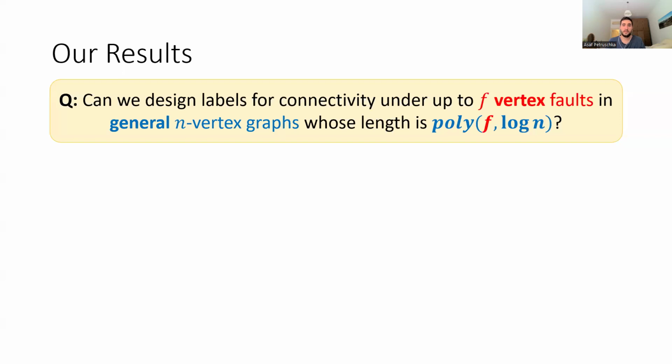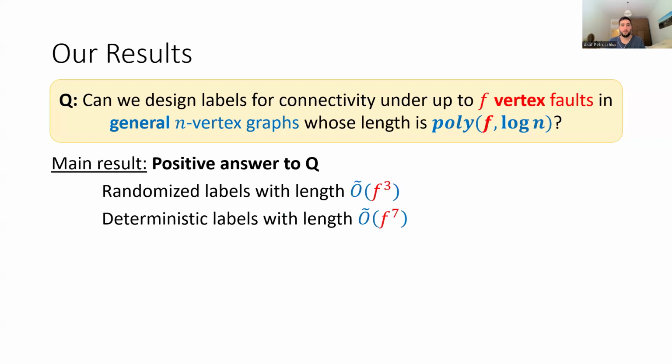So our results bridge these gaps between the edge faults and vertex faults and between the centralized and distributed variants of the problem. Our main contribution is in providing labels for connectivity under vertex faults whose length is polynomial in f and log n. Specifically, we give a randomized scheme where the labels have length O tilde of f cubed, and also de-randomize it to get deterministic labels with length O tilde of f to the 7 bits. In addition, we also show that these labels yield compact routing schemes, which allow passing messages in a distributed network from a source node to a target node, even when many vertex faults occur.